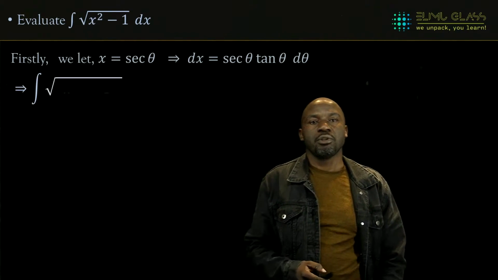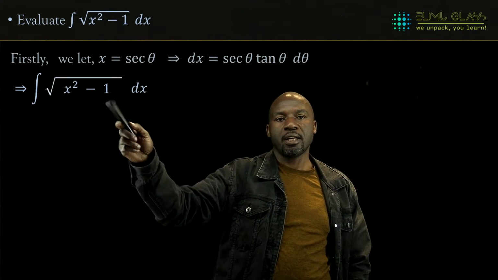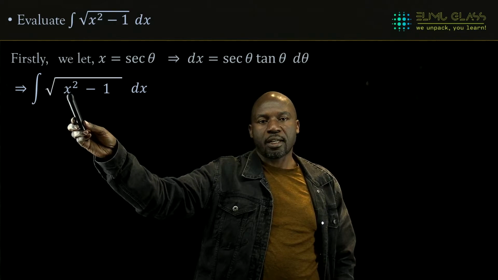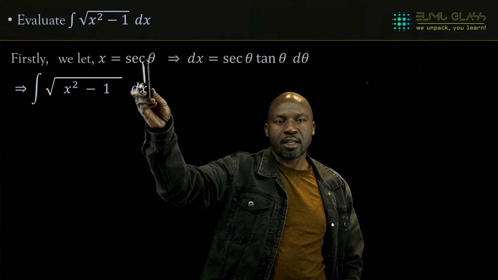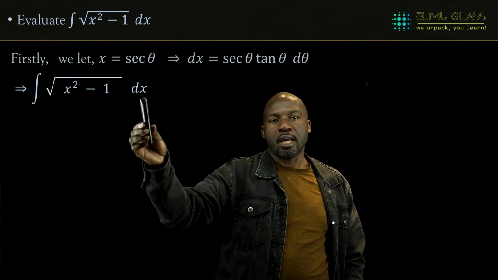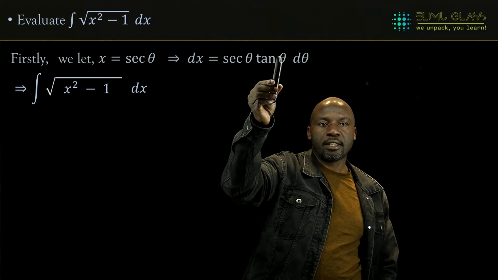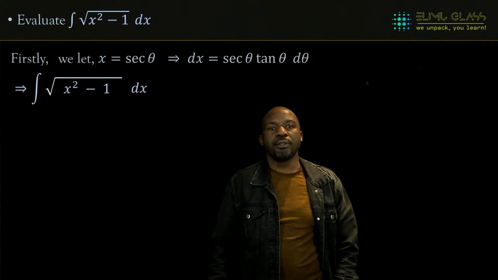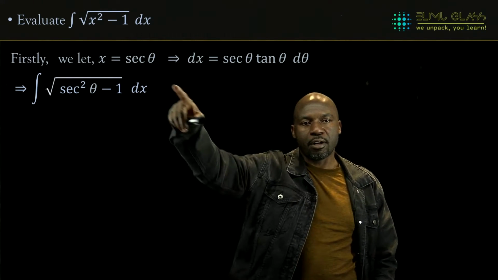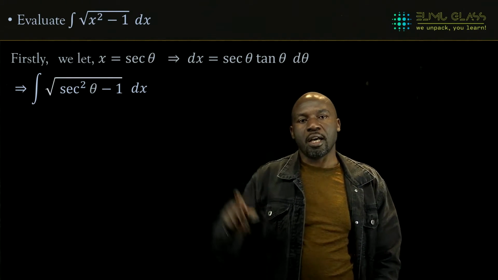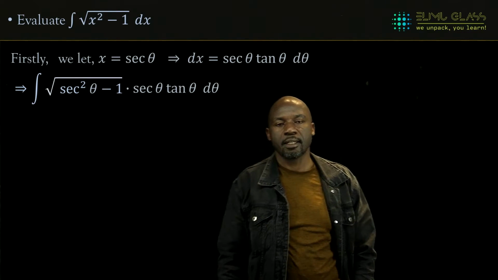And now what we need to do is to substitute them like that. So this is our integral here. In place of x squared, we're going to have to put secant squared of theta. And in place of dx there, we're going to put sec theta tan theta d theta. So we replace that way based on this substitution, and where there is dx, we will put that like that.